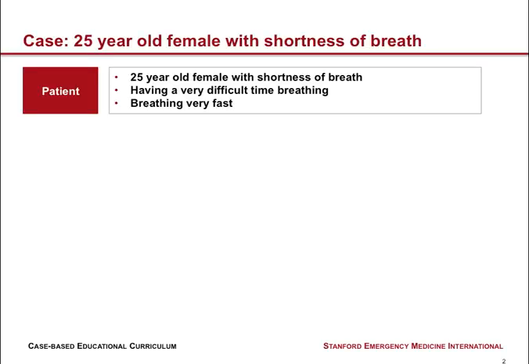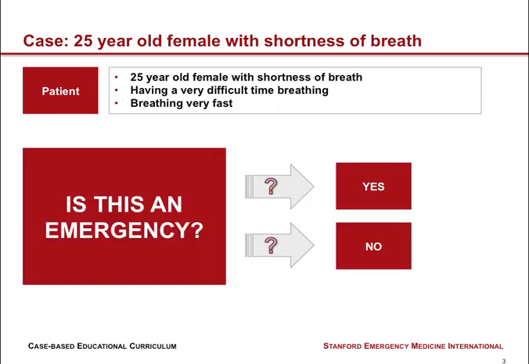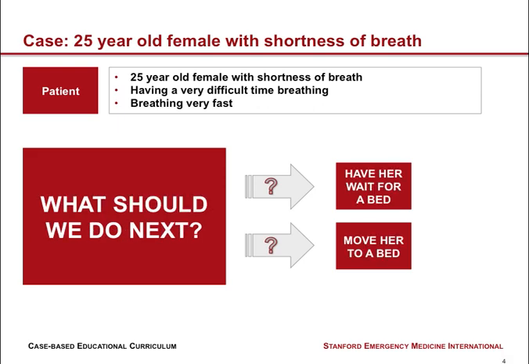Presenting to our emergency department is a 25-year-old female with shortness of breath. She's having a very difficult time breathing and is breathing very fast. So the first thing we need to determine is, is this an emergency? Why is that important, Dr. Kanan? Well, we want to determine if it's an emergency so that we can best use our resources and triage the patient appropriately so they get the best care possible. In this case, we feel that it is an emergency, and so we will act accordingly.